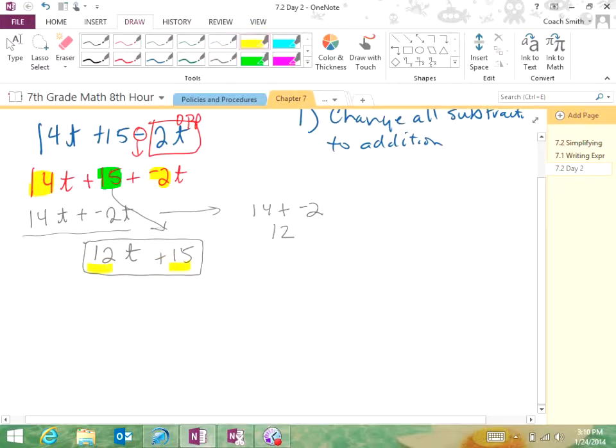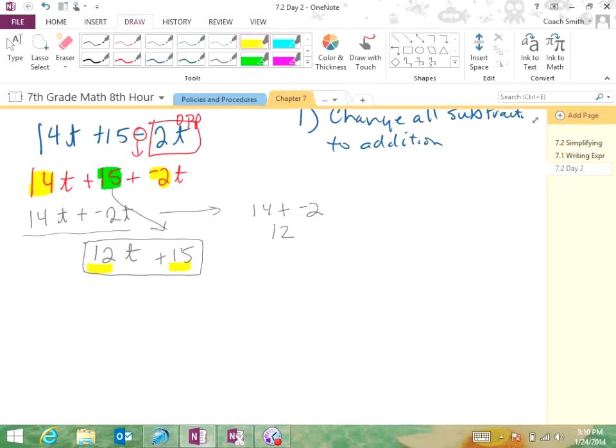This term and this term are not the same. One has a t, one doesn't. So it goes back to what I was talking about yesterday. Okay? I can't have 12 blue backpacks and 15 red backpacks and say I've got 27 red backpacks. I can't do that because they're not the same. Copeland? Okay. So your answer is 12t plus 15, and it's done.